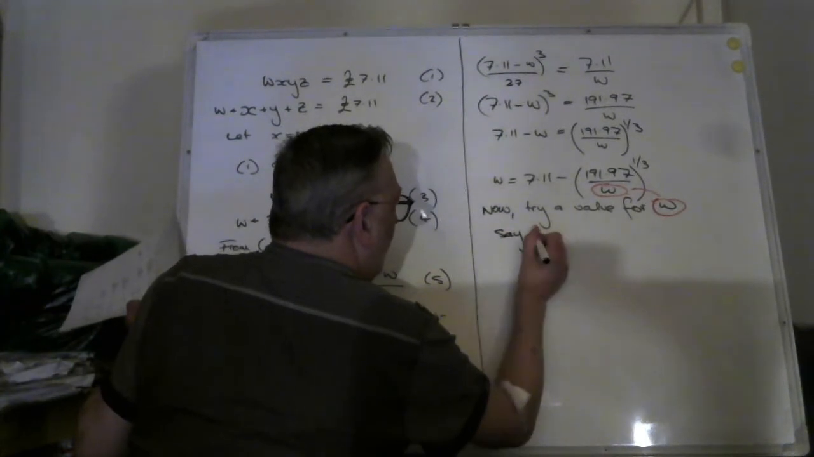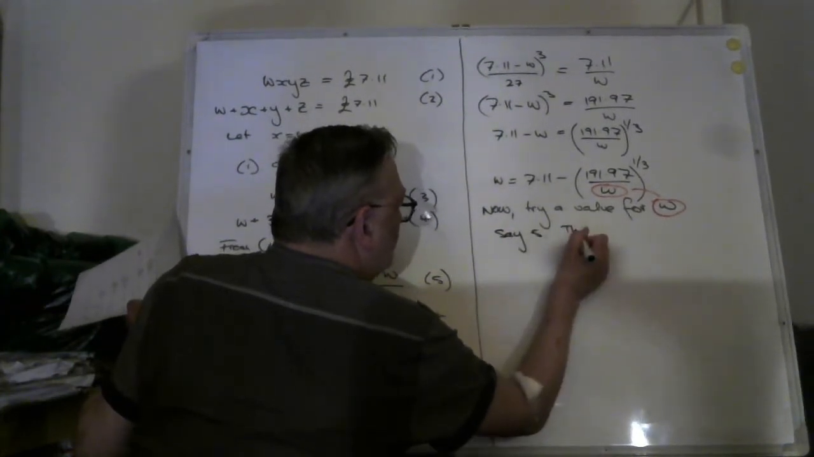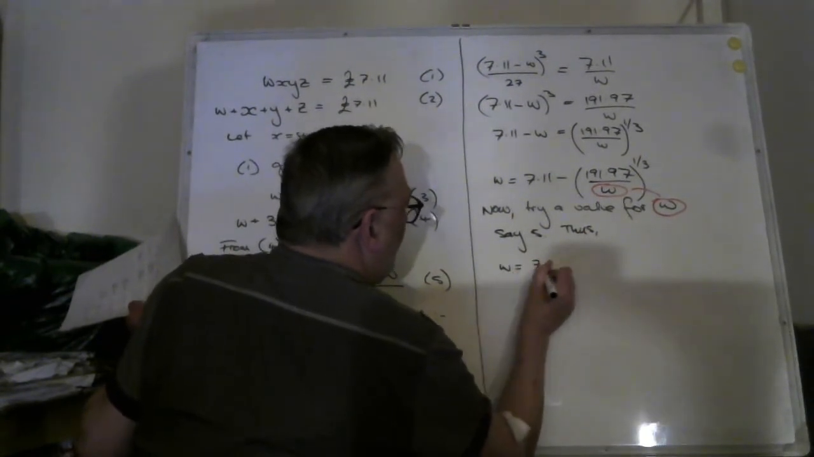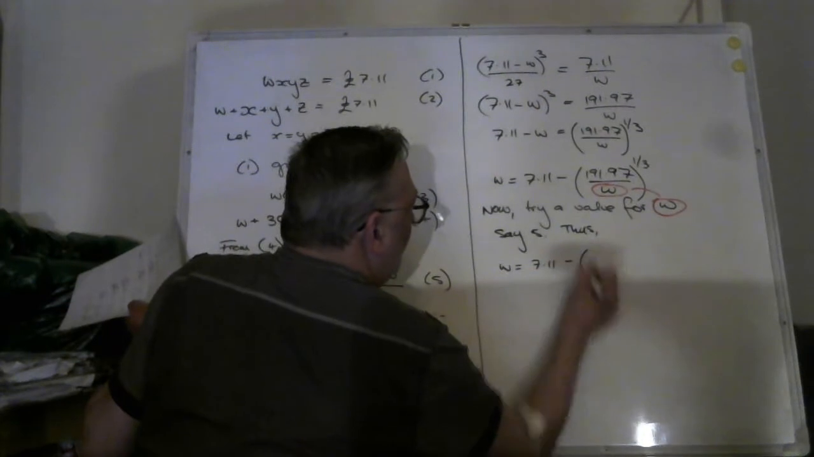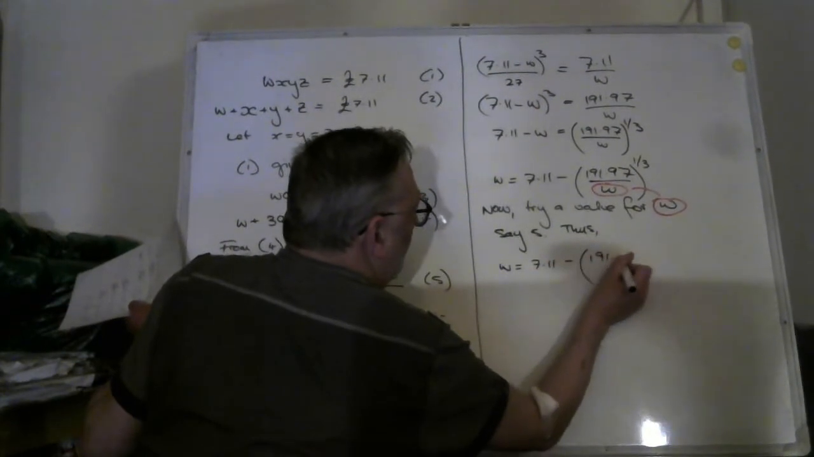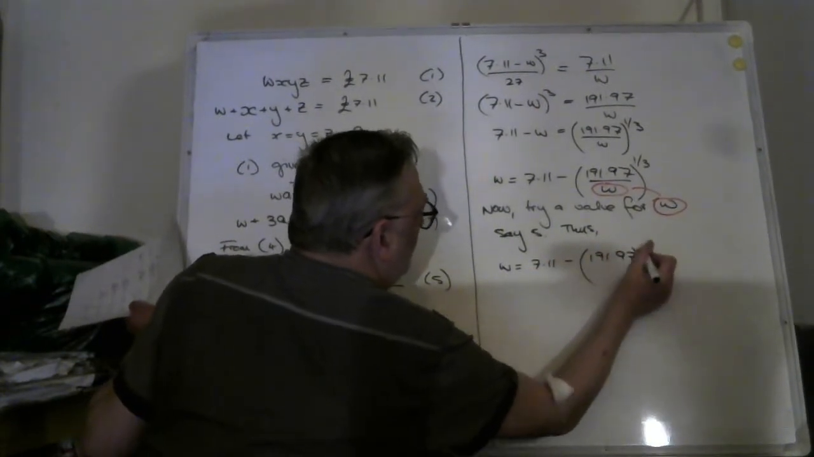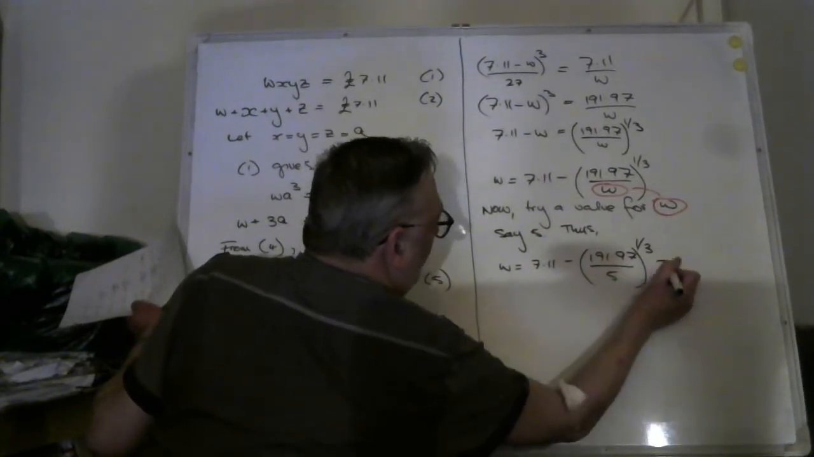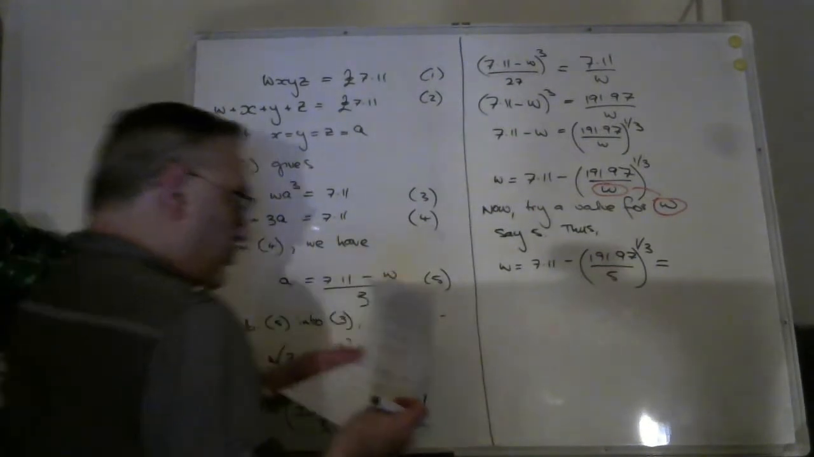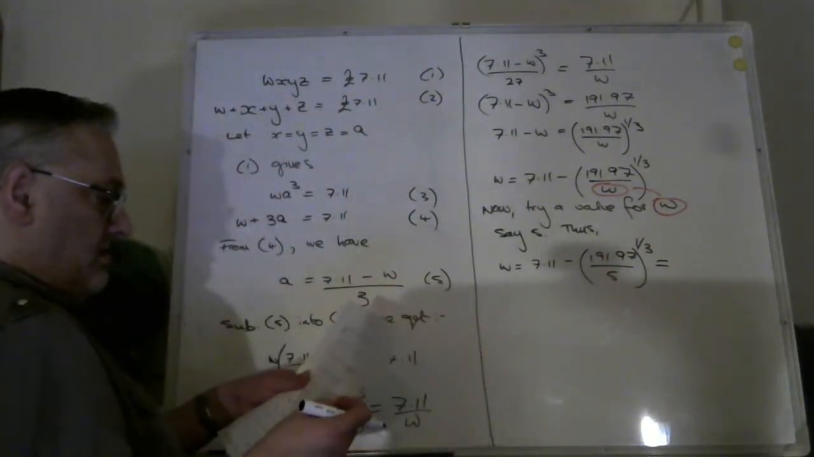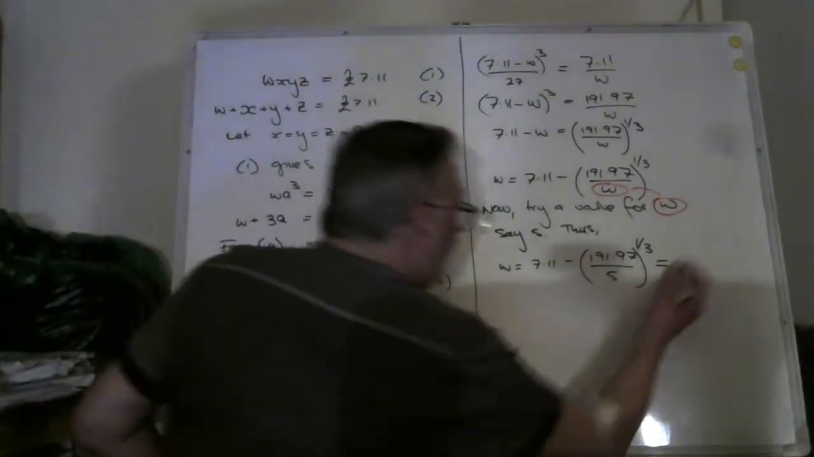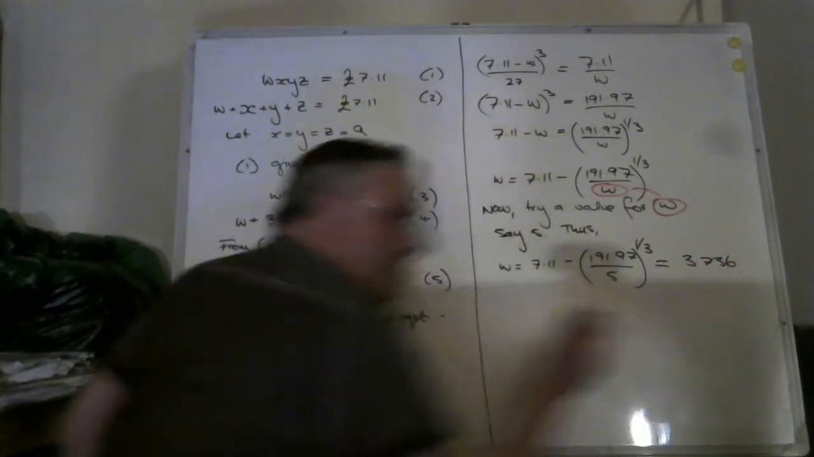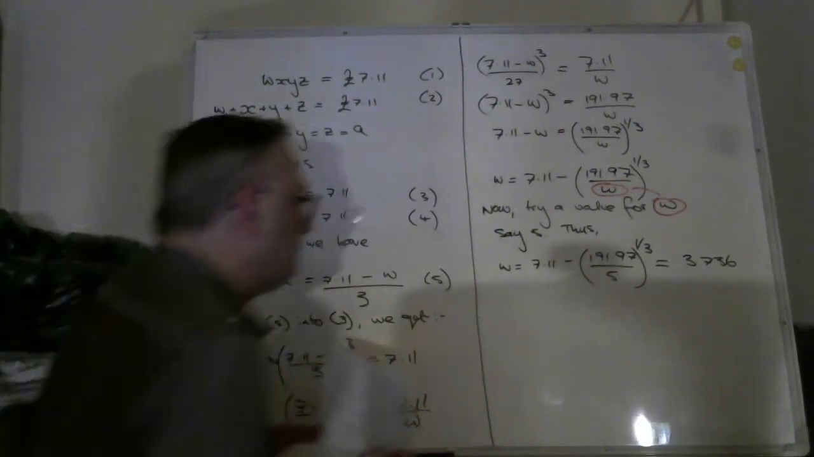Say 5. Thus, we have W equals 7.11 minus 191.97, we'll put the power of a third in there, over 5. And that comes out to be equal to 3.736, to 3 decimal places.